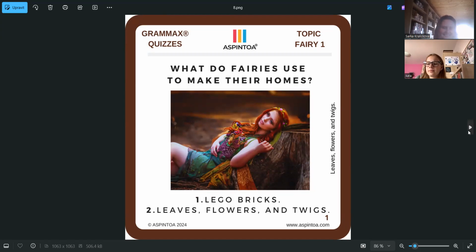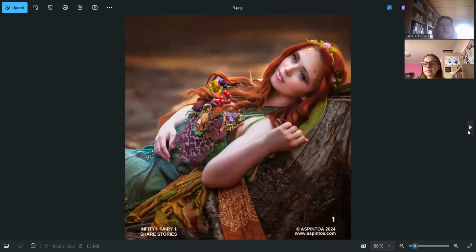Lego bricks or leaves, flowers, and twigs? The fairies use leaves, flowers, and twigs to make their homes. Their homes, perfect. So what can you tell me about fairy?